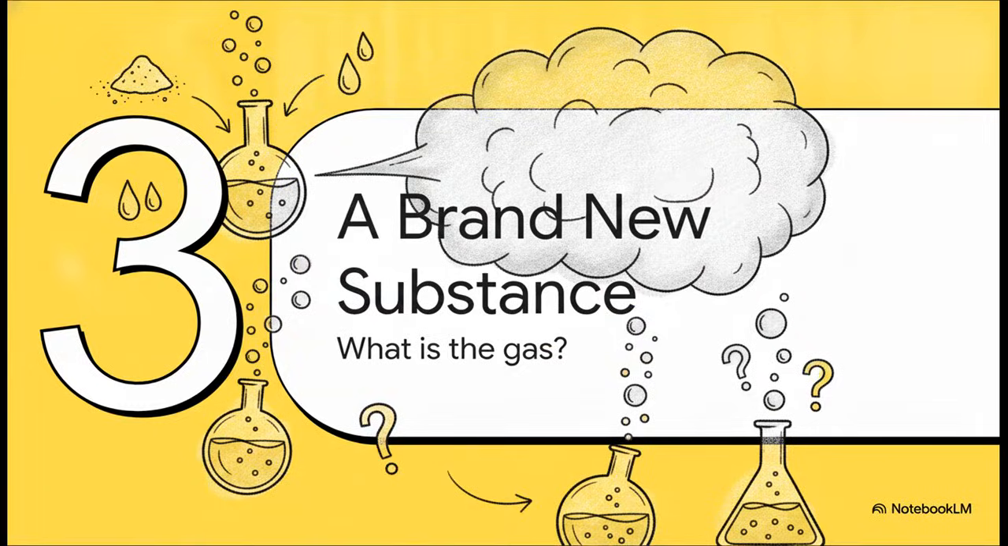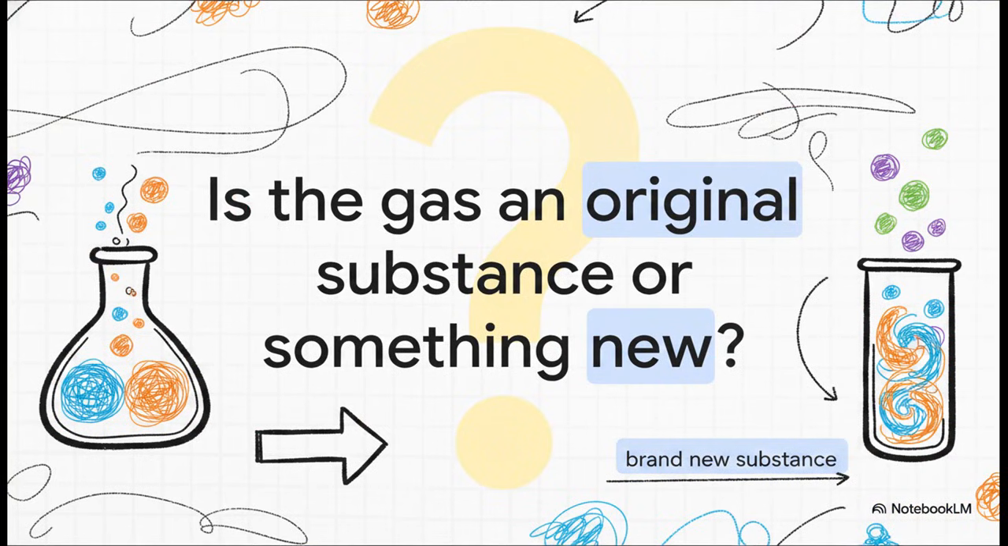Section 3. A brand new substance. But hold on, we're only halfway through our mystery. We know exactly what caused the gas to form, but what actually is it? Is it just the baking soda, water, or citric acid floating up into the air? Let's apply some scientific reasoning to our evidence to co-construct an explanation here. Did those ingredients just change shape, or did they combine to create a brand new substance that wasn't there before?